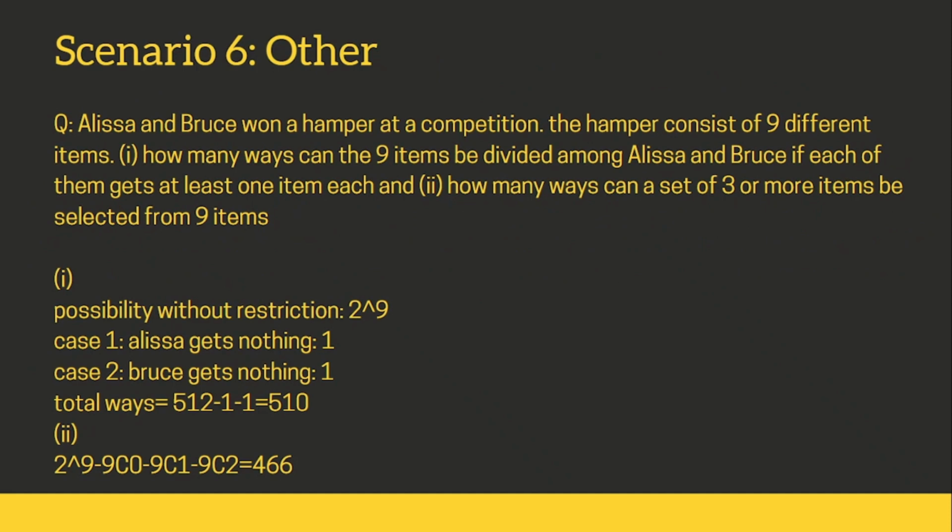Then this is another question. Alyssa and Bruce won a hamper at the competition. The hamper consists of 9 items. How many ways can 9 items be divided if each of them has 1 item each, or part 2, how many ways can 3 or more items be selected? Count 9 items.